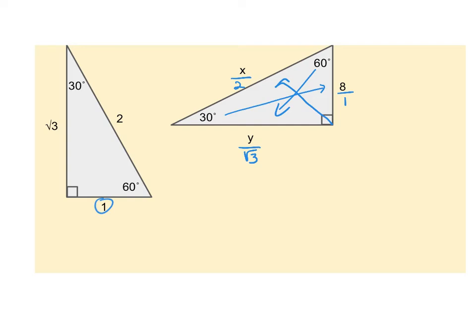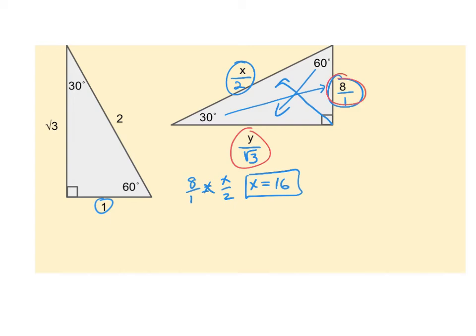So again, I'm going to set up a proportion. If I want to solve for x, I'm going to do 8 over 1 equals x over 2. When I cross multiply, I get that x is equal to 16. If I want to find y, I set up a proportion using these two. So I get y over the square root of 3 is equal to 8 over 1. When I cross multiply, I get y equals 8 times the square root of 3.